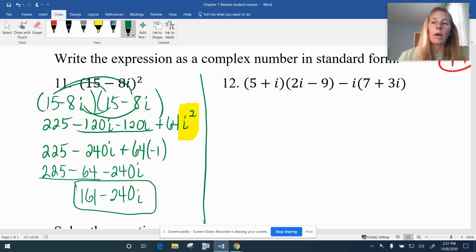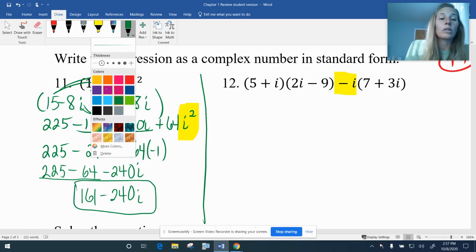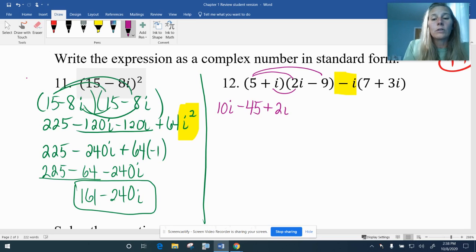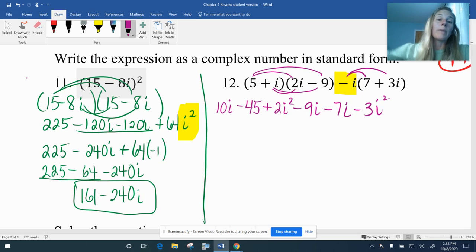Okay, so similar type of problem for number 12. We have the foiling that we're going to do with the first two parentheses, and then we also have to consider this -i that's going to get distributed to the second portion there. And then we're going to combine a lot of like terms. So 5 times 2i is 10i. 5 times -9 is -45. i times 2i is 2i squared, and i times -9 is -i. Then I also have -7i and -3i squared.